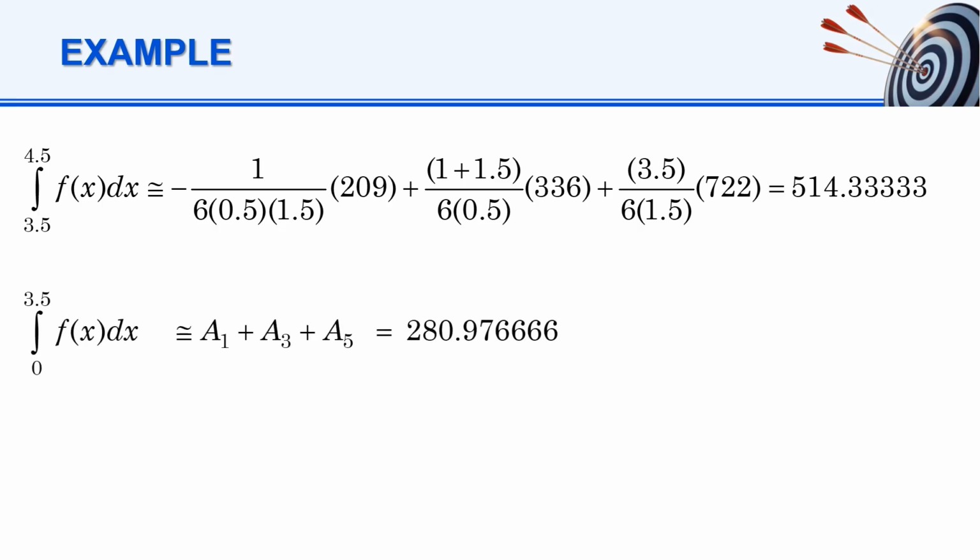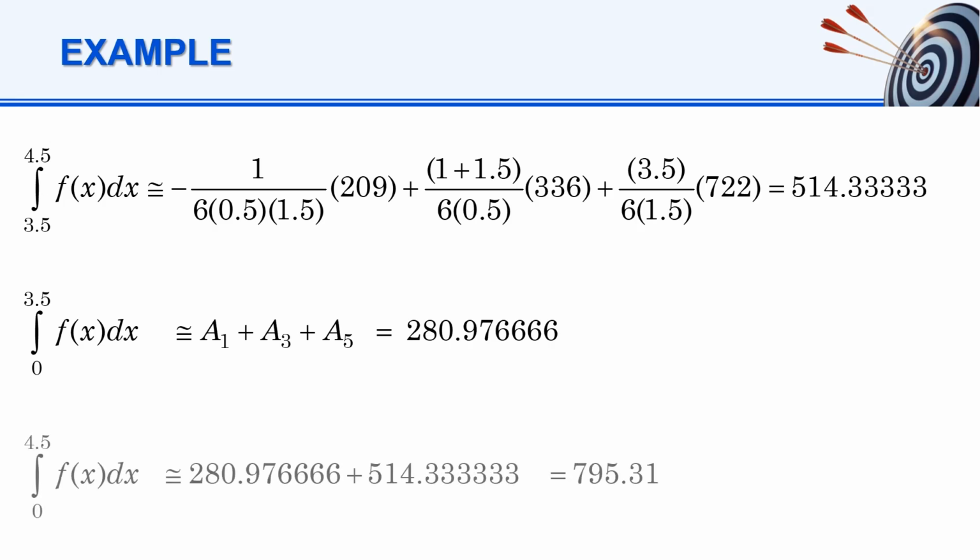Recall the integral from 0 to 3.5 was 280.97 recurring 6. Adding up these two quantities, we obtain the estimate to be 795.31. With this note, we conclude this video session.